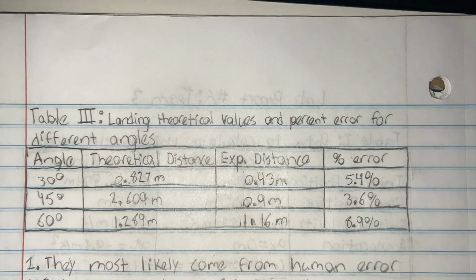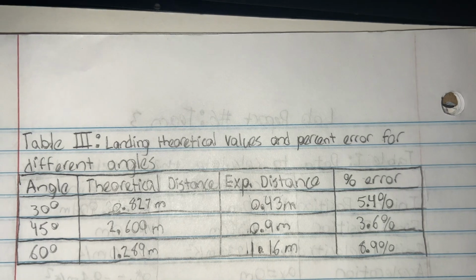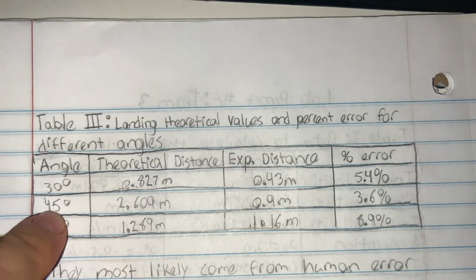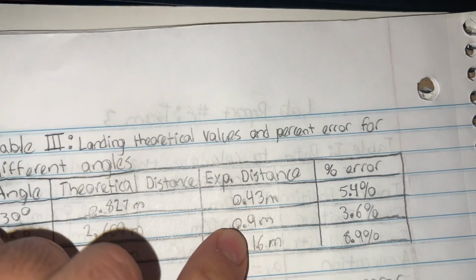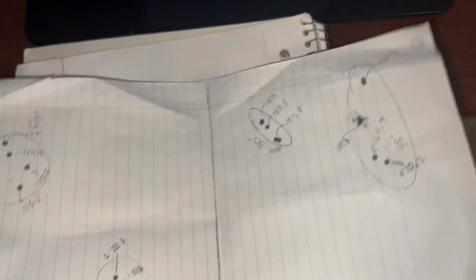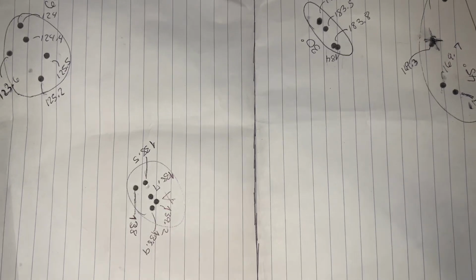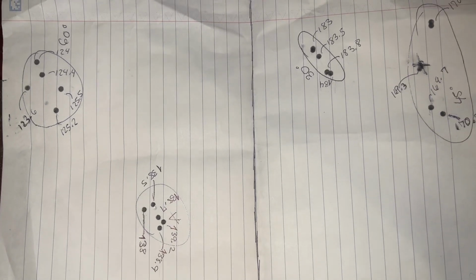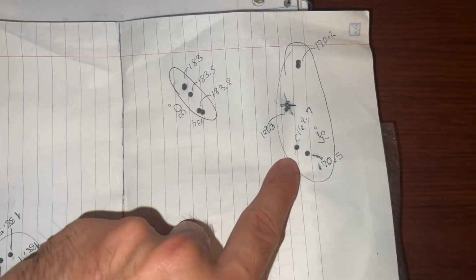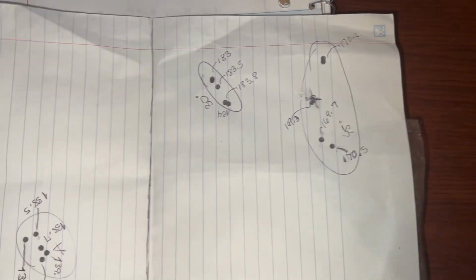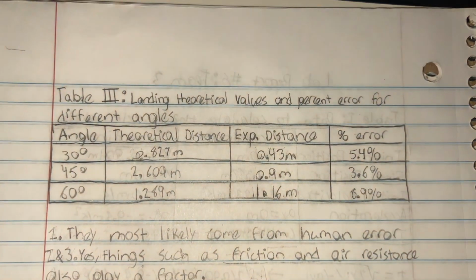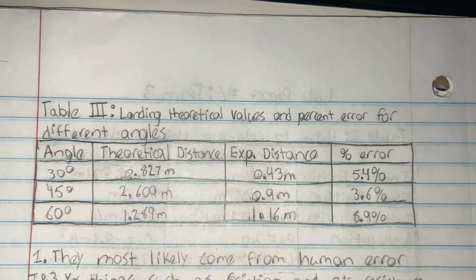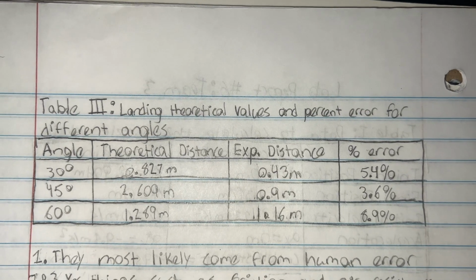And then afterwards, we just repeated the process using our 45-degree angle, which gave us 2.609 meters, and then our experimental distance, which I'm just going to demonstrate here. So that one would be this one right here. We basically repeated the same process with this image right here, and that gave us a percent error of 3.6%.